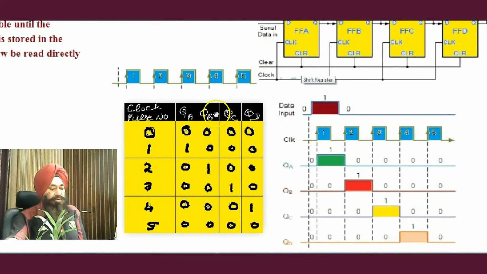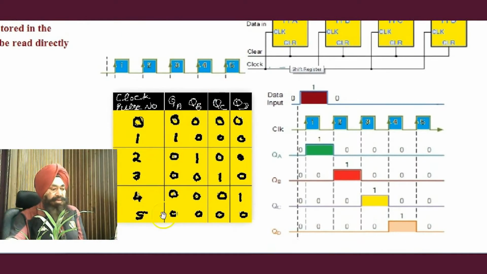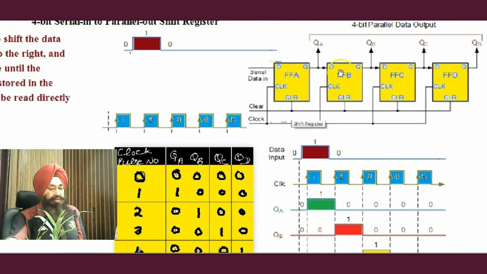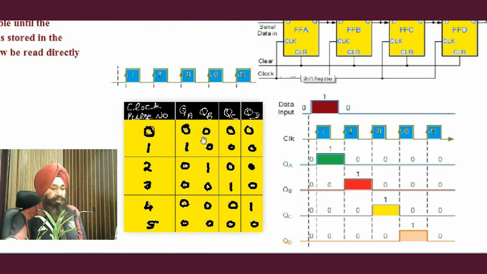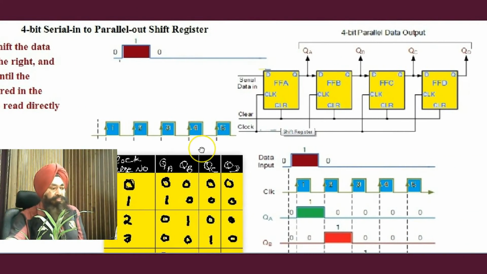So when the fifth enters, all becomes 0 because the one that was here will then be shifted to the next stage. And then QA, QB, QC, QD all become 0. So this is the working of 4-bit serial in, parallel out.